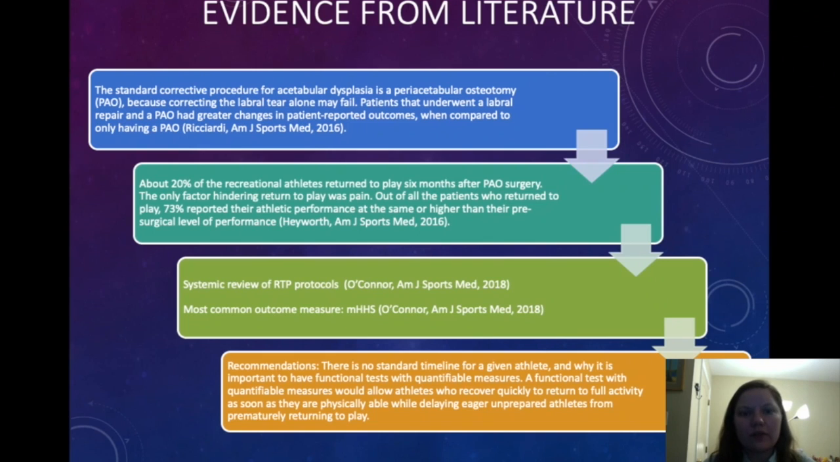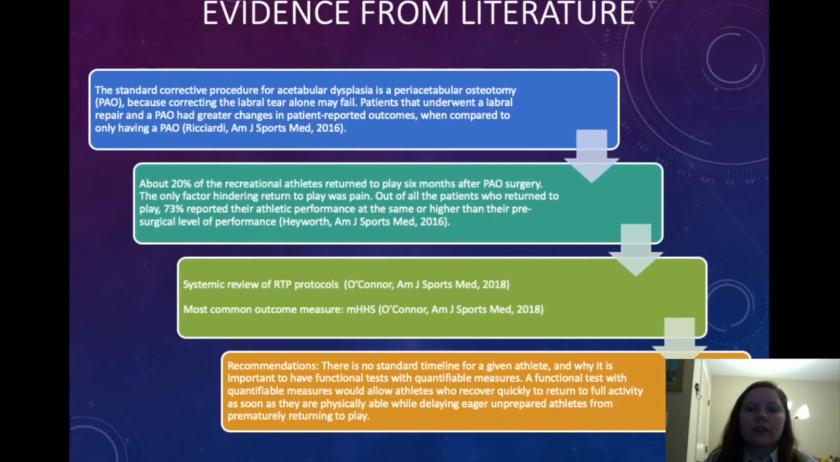And then I also found some surgeons' protocols that were out there that are not validated, but they were very similar to all the ones listed in the systematic review. And basically what I found out was there's no standard timeline. Every athlete is different, and you just have to incorporate functional tests and measures to make sure you're advancing them when they're ready and not before they're ready.